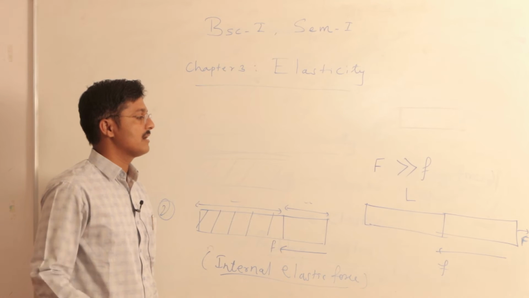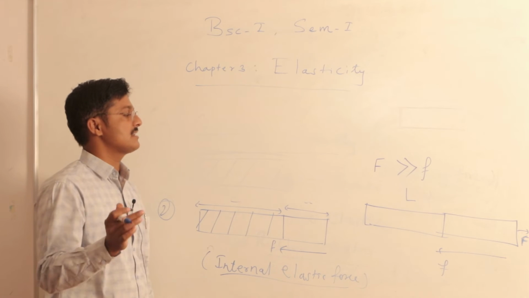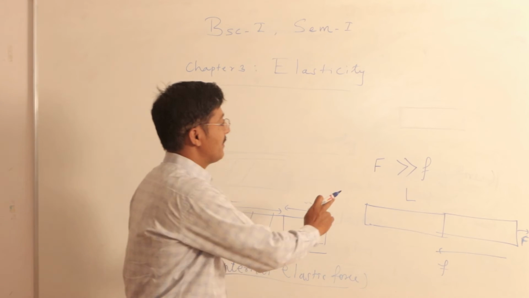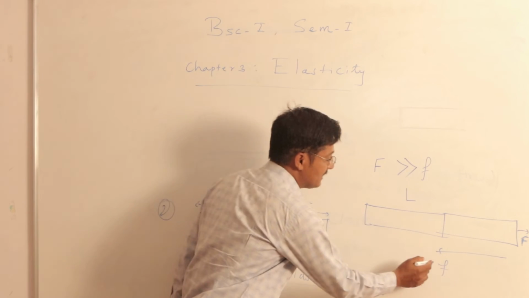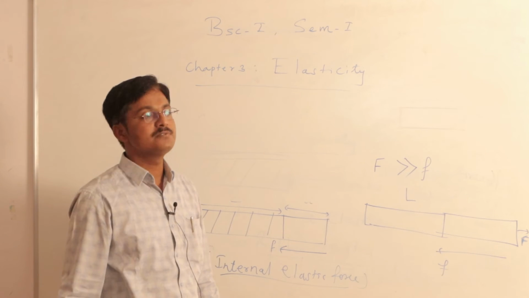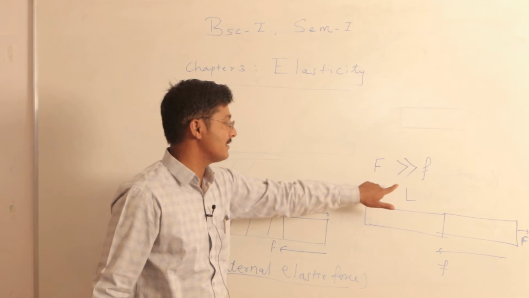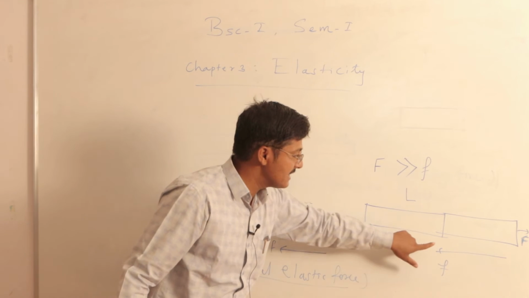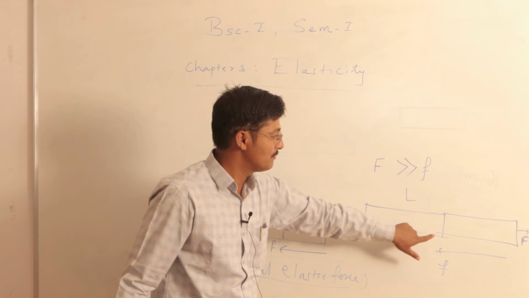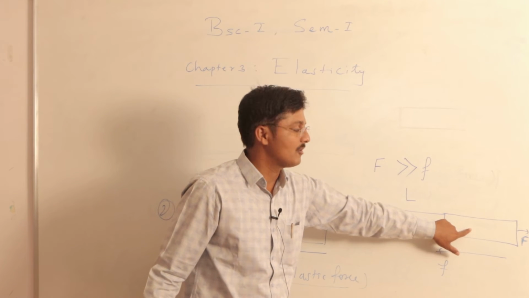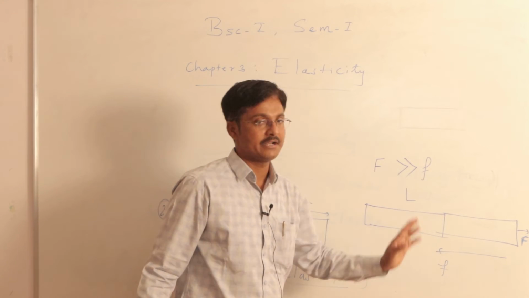ती बॉडी काय होणार? परमनंटली त्या पोझिशनला तशीच राहणार. कारण काय? जो आपण एक्सटर्नल फोर्स अप्लाय केलेला आहे त्याची मॅग्निट्यूड ही इंटरनल इलास्टिक फोर्स पेक्षा खूप जास्त आहे. If this is very much greater than this, then we can say that this is a perfectly plastic body or a perfectly elongated body.